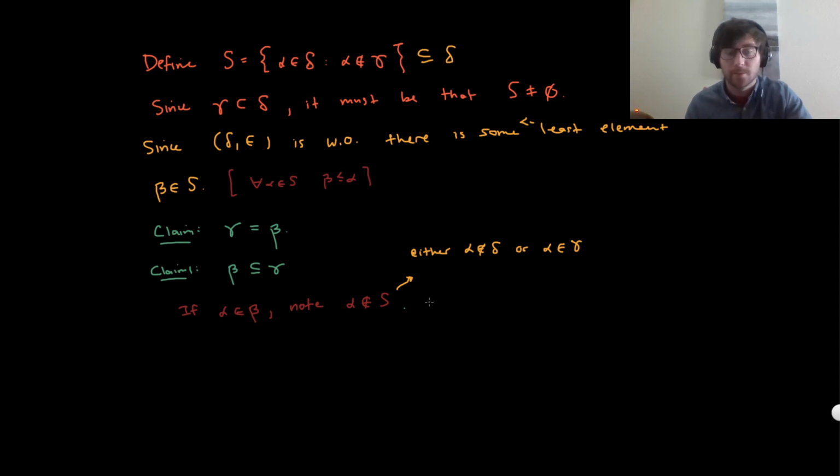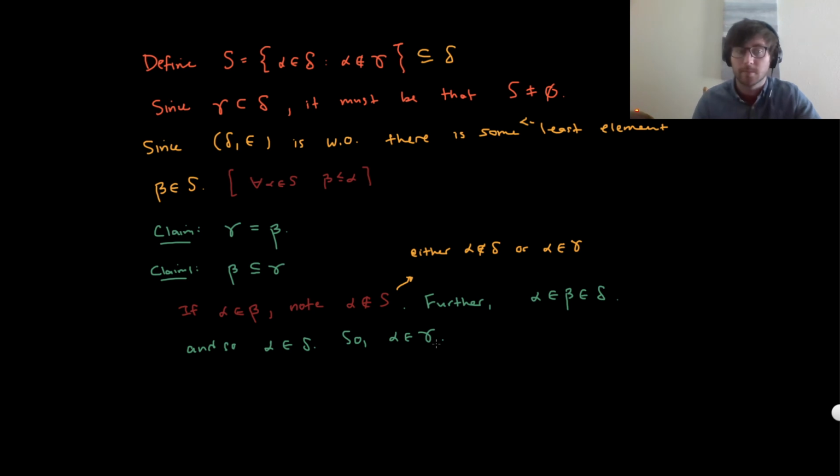So note further, what do we know? We know that alpha is an element of beta, which is an element of delta. Delta is a transitive set because it's an ordinal, and so that means that alpha is an element of delta. But if alpha is an element of delta, and we know that it's not in S, it has to be that alpha is in gamma. But that's what we wanted to prove, right? This is the end of claim 1, because we just took an arbitrary element of beta and argued that it was actually in gamma. That's our first claim.